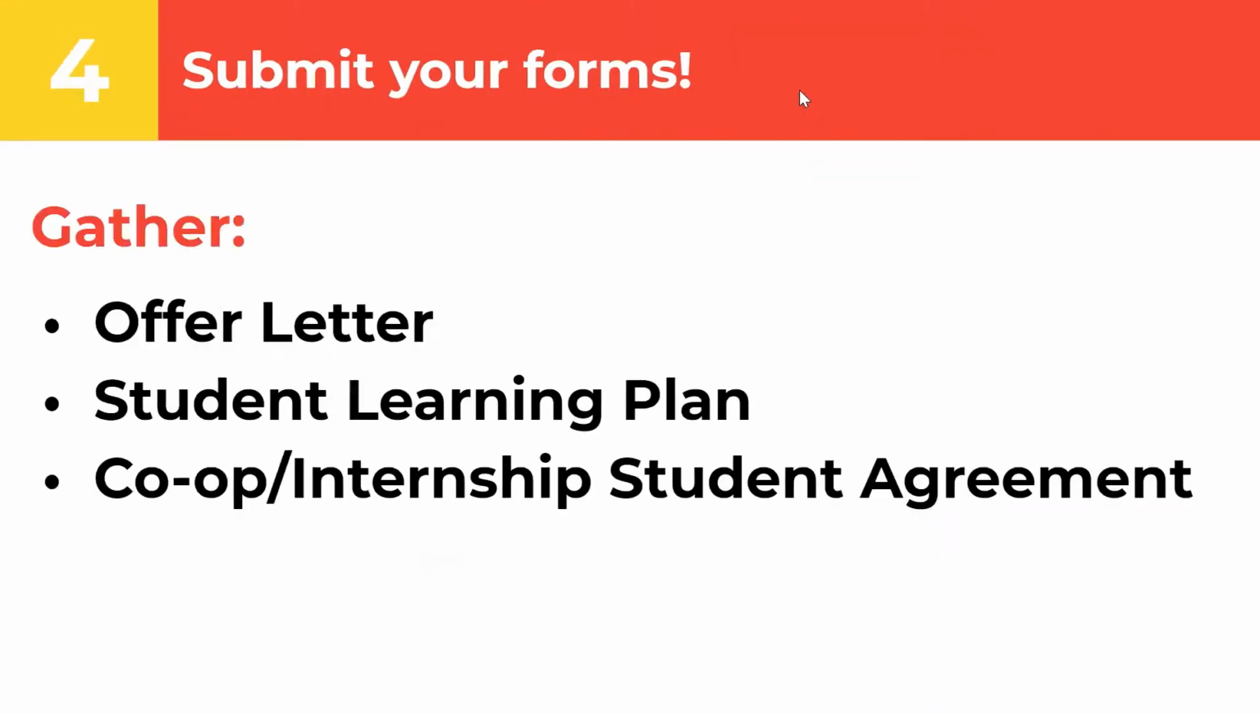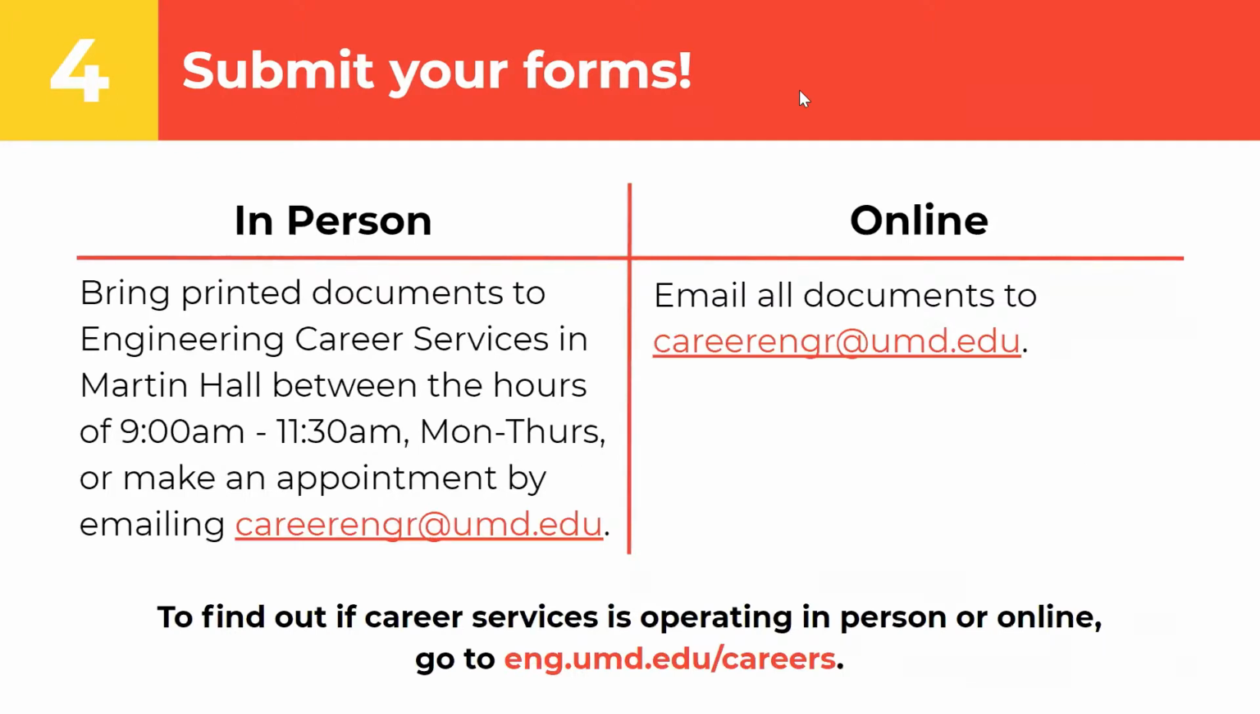Now, once you've gathered all three of these documents, so your offer letter, student learning plan, and the co-op internship student agreement, you need to go ahead and turn them into our office at Engineering Career Services. So the way that you turn everything in depends on how Career Services is operating that semester. So if they're operating in person, you'll need to take all of your documents to this address right here at Engineering Career Services in Martin Hall between the times of 9 a.m. and 11:30 a.m. Monday through Thursday, or you can go ahead and make an appointment by emailing careerengineer@umd.edu.